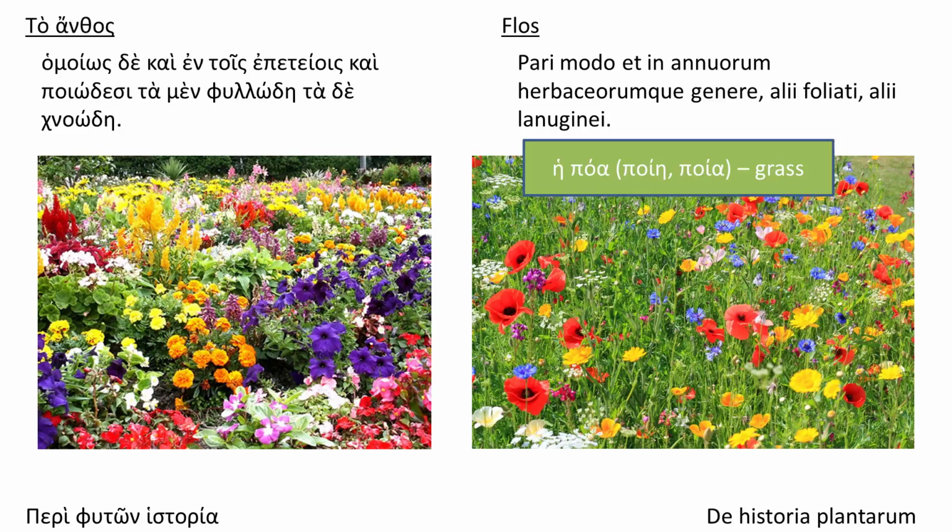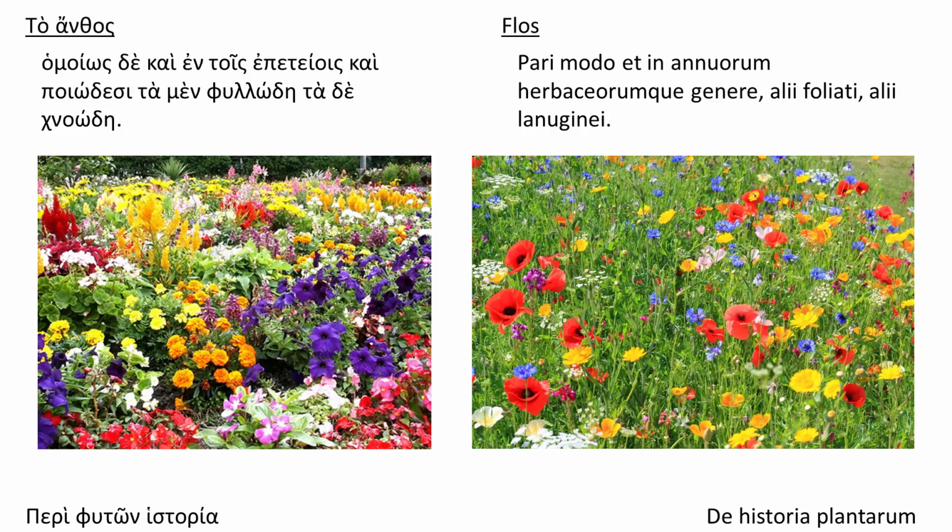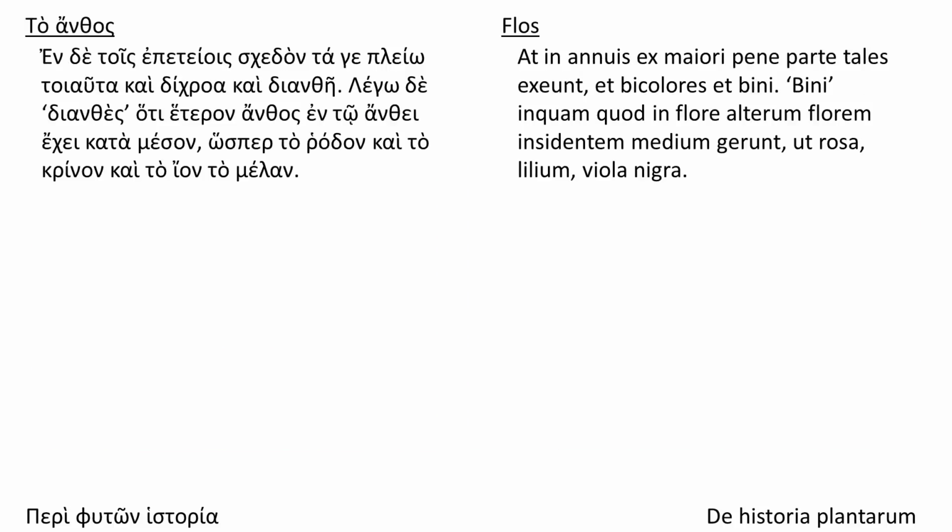Poiodes or poodes is from poa or poia or poie, grass. Pari modo et in annuorum herbaceorumque genere alai foliati alai lanuginei. In de tois epitheois skedon tage plea toi auta kai dicroa kai di anthe.